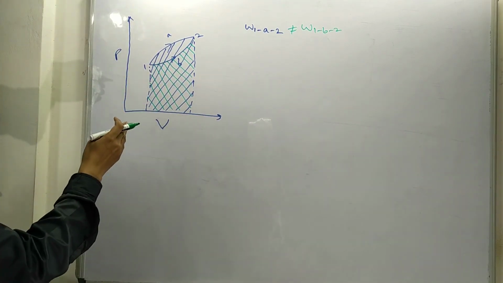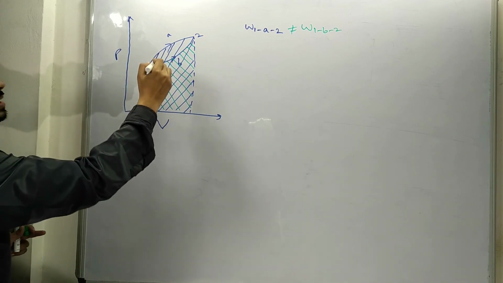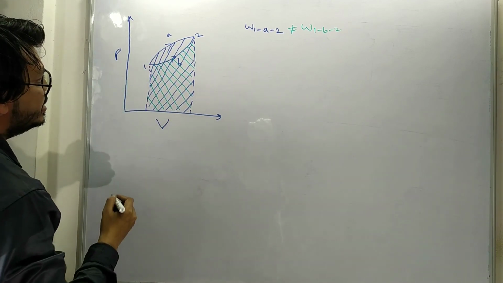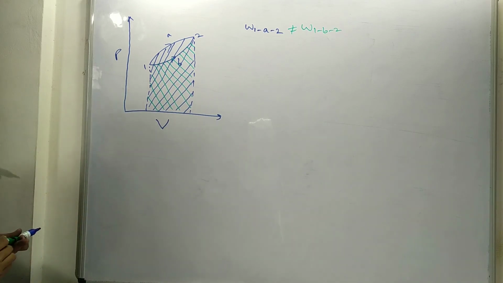Since the area is not equal, so work done is different, and work done is different since the states are same but work done is different. That is, it depends upon the path followed. So work transfer is a path function.